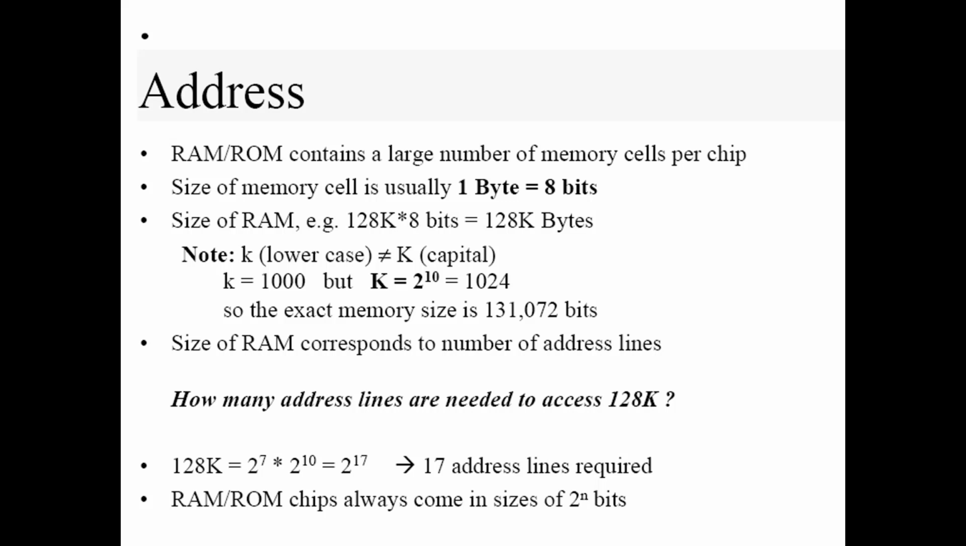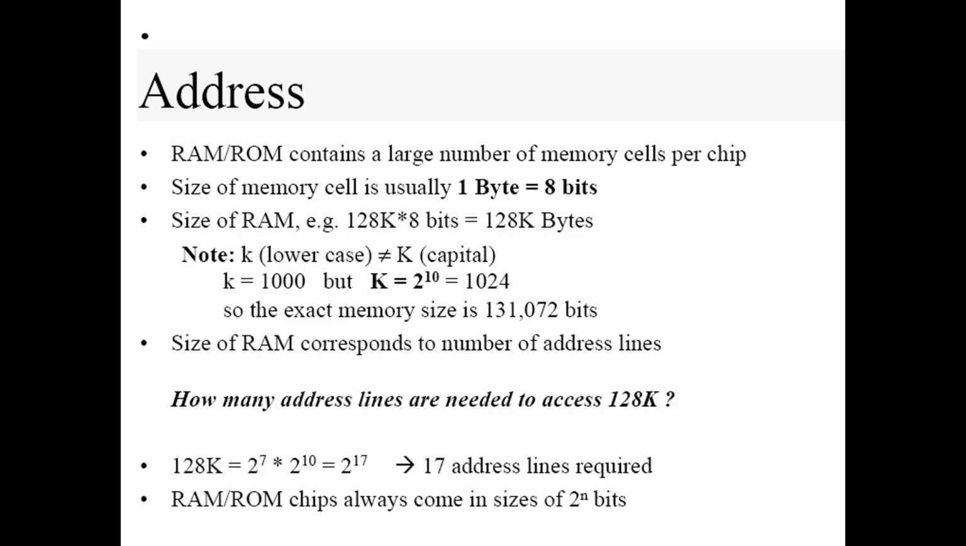RAM and ROM contain a large number of memory cells per chip. The size of a memory cell is usually 1 byte, which is equal to 8 bits. Size of RAM, for example, 128K times 8 bits is 128K bytes. Note: the lowercase k is not equal to the capital letter K. Smaller k is 1,000, but bigger K is 2 raised to 10, which is equivalent to 1,024. So the exact memory size is 131,072 bits.